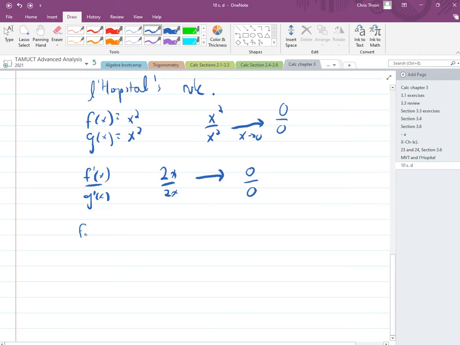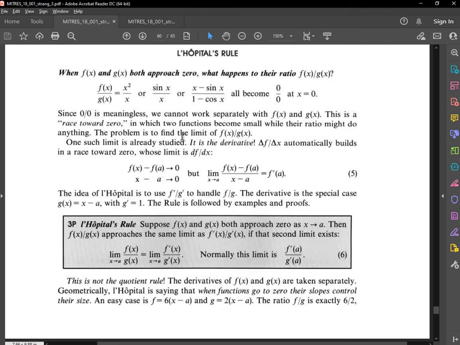All right, but if I go to f double prime and g double prime, of course I get 2 over 2, which gives me 1. Okay, so the general form of L'Hopital's rule says that I can take this ratio of derivatives and keep differentiating as many times as I want, until I get a non-0 over 0 limit, and that's the same as my original limit. Okay, you can apply L'Hopital's rule repeatedly.